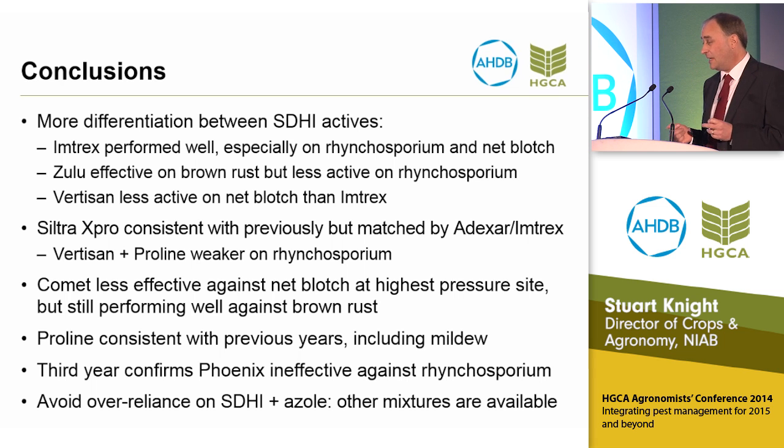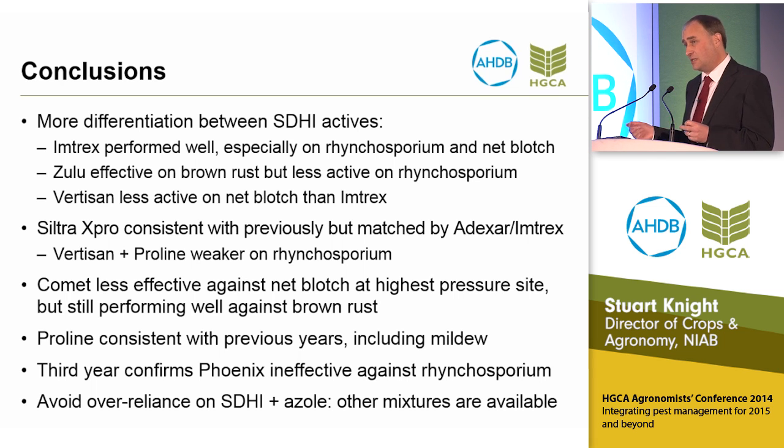Comet, perhaps a little bit less effective against net blotch in the highest disease pressure site that I showed you. The lower disease pressure site, which I didn't show you, it did compare much better. But really, I think the key thing about the Comet is the performance still against the rust, particularly obviously in barley, the brown rust. Proline, very consistent with previous years, still giving us useful activity against mildew. This third year of data shows that Phoenix is, well, I think relatively ineffective against Rhynchosporium compared to most of the other products we're using. There was a bit of activity clearly, particularly in previous years in the over-year analysis, but in relative terms it's not the most effective product.